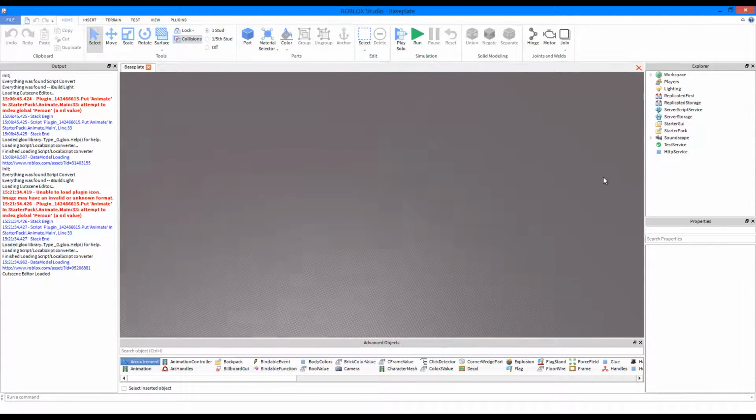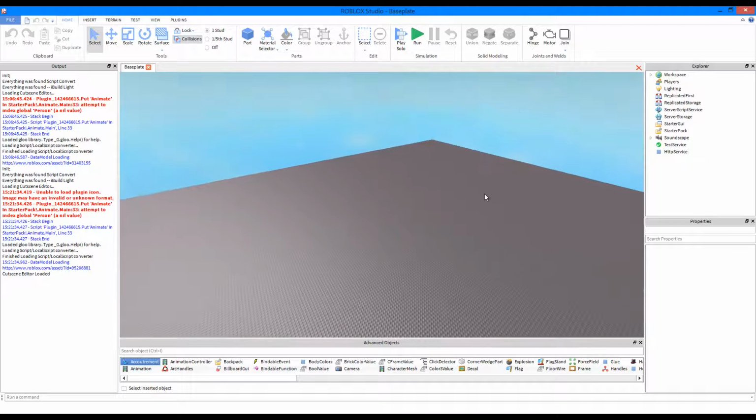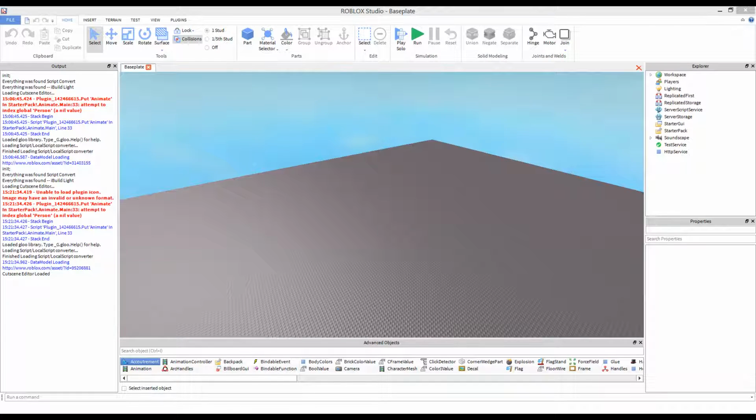Everybody, and welcome to another episode in Introduction to Scripting for Roblox. In this episode, we'll be covering numbers, specifically integers and doubles, also known as floats.